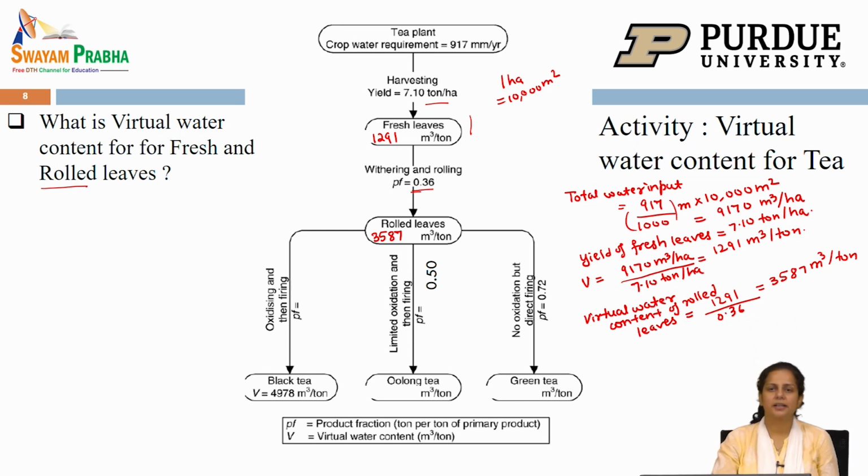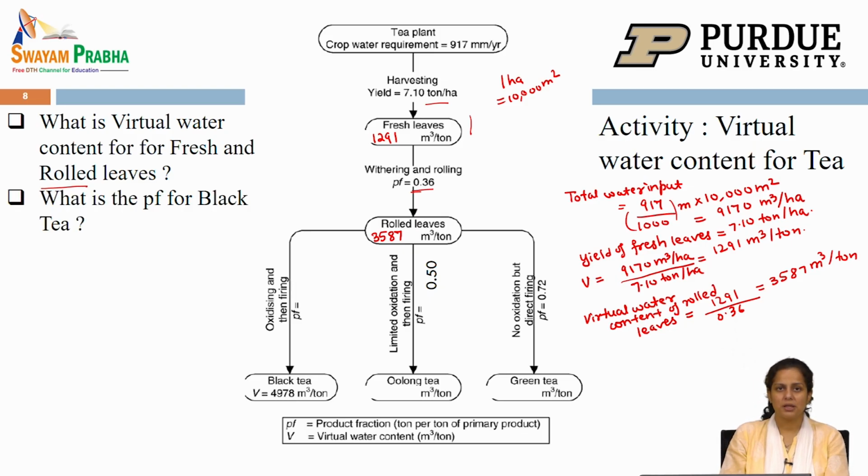So, you can see that the virtual water content keeps on increasing at every step. That does not mean that we are adding more water to the system. That only means that the intensity of water utilization, or the intensity of water required per ton of production, is increasing. Let us look at further calculation. Let us see what the product fraction is for black tea. So, take 30 seconds and we will calculate the product fraction for black tea.